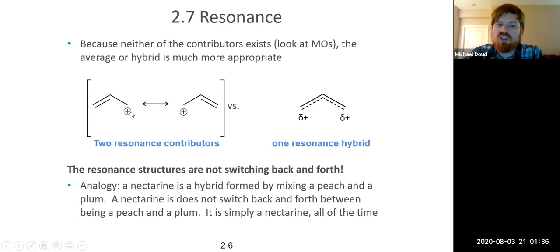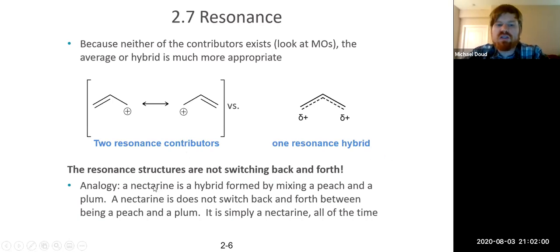Rather than being located just on carbon three or just on carbon one, it's actually partially positive on both of them. Again, the way that you want to think about this is that these aren't switching back and forth. In fact, the electrons just occupy the bonding molecular orbital. They're just there, or in the case of the non-bonding molecular orbital, they're not there.